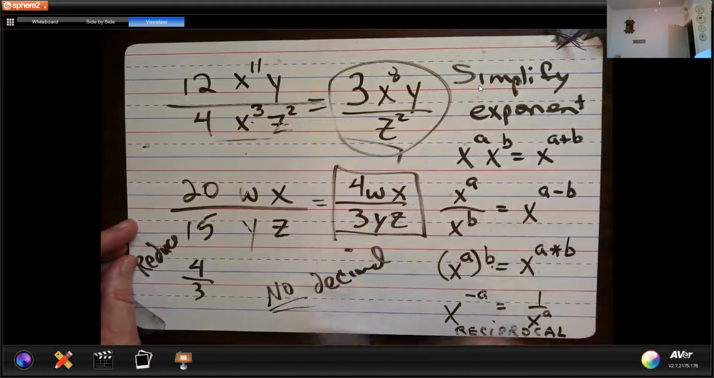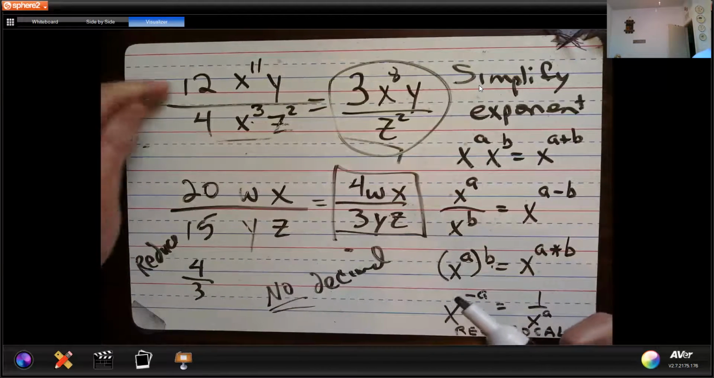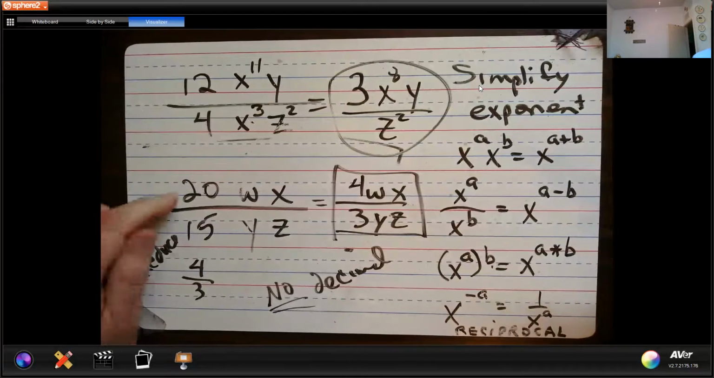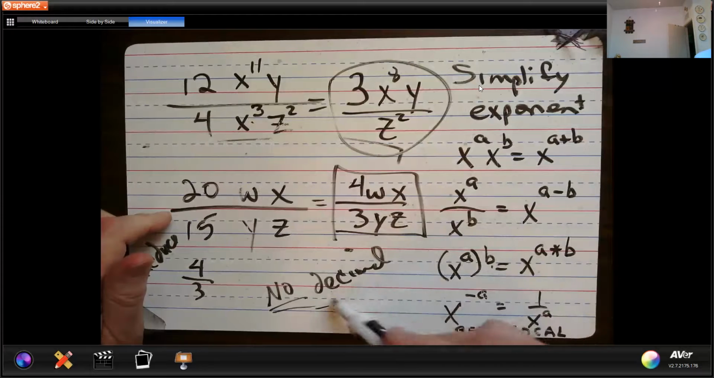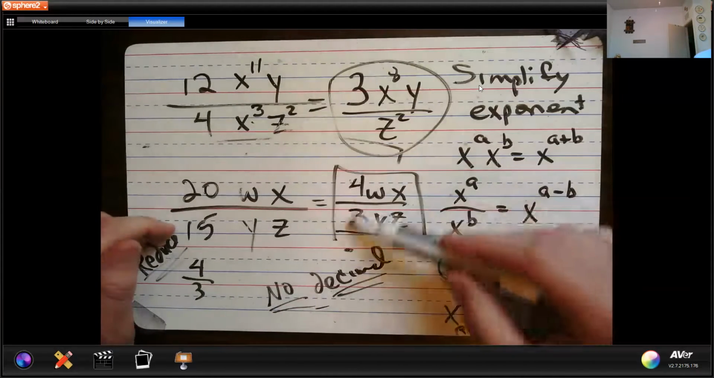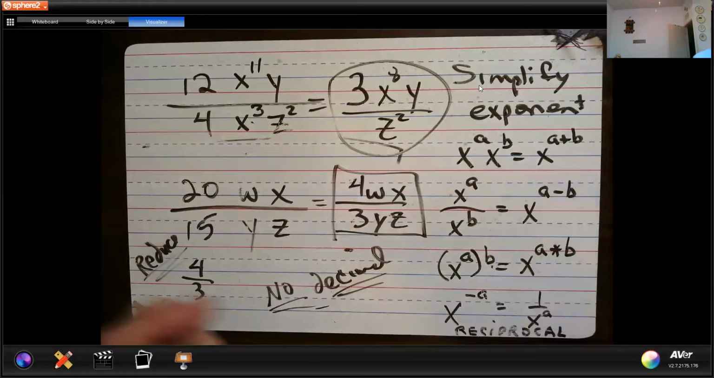You do not divide to make decimals. If you can divide and get a whole number, perfect. But if you divide and you get a decimal, no. You just have to reduce. If you can reduce your fraction, you have to reduce the fraction. That is that one. Okay.